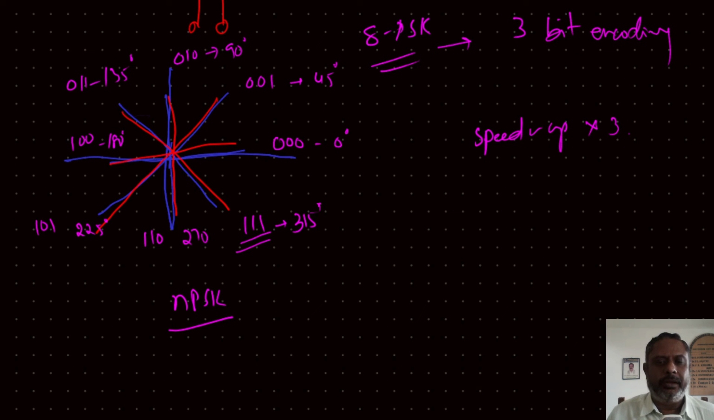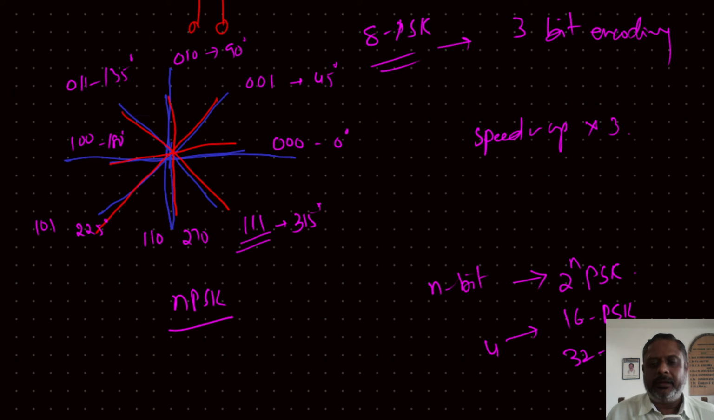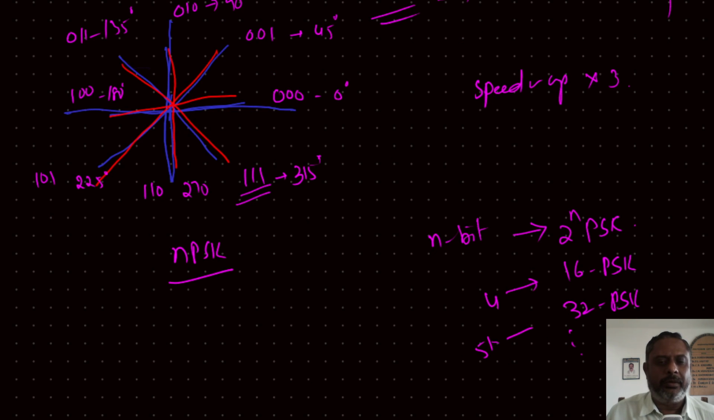So for any n-bit encoding, what you require is 2 to the power n PSK. So that means 16 PSK can work for 4 bits at a time, 32 PSK can work for 5 bits at a time, and so on. So that's where the new world of digital communication expands into. So now we have many options.